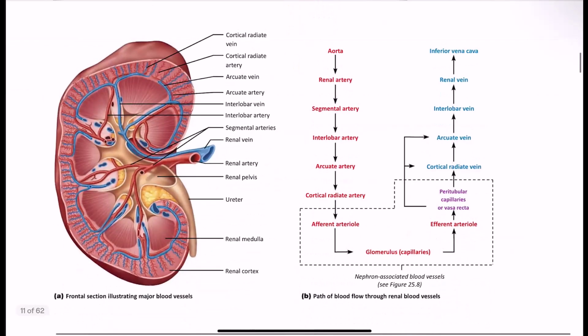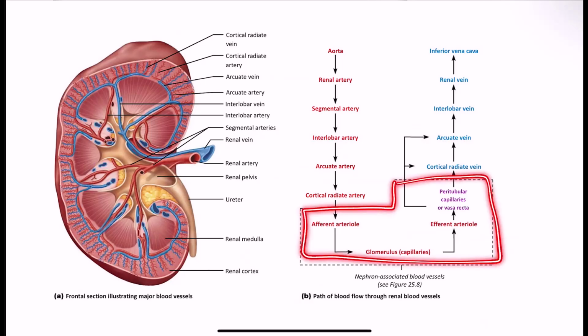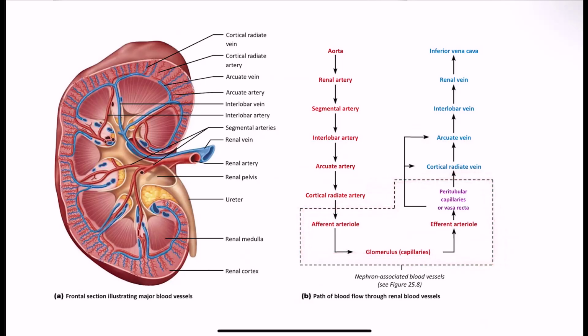I like this figure from your textbook because it breaks down how blood is supplied to the nephron in both the arteries and the veins. So I like all this. And then this dotted line is talking about the nephron blood supply specifically. So I like that.